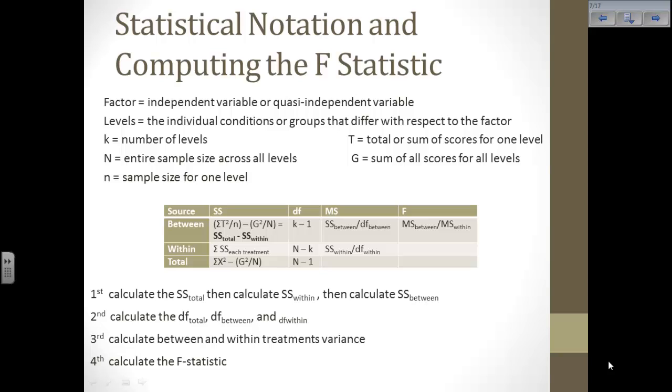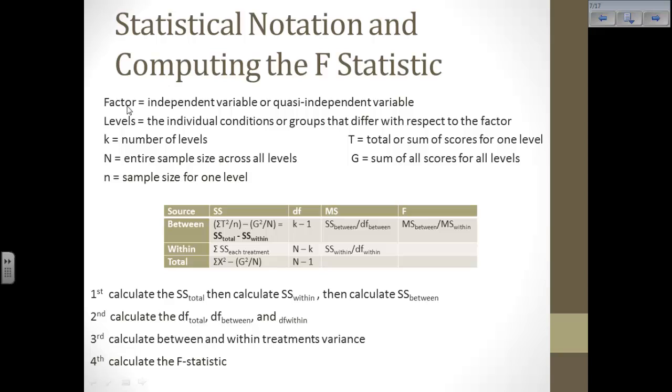So the first thing that you want to know about is this thing called the factor. And the factor is just the word for the independent or quasi-independent variable. Remember, it's called an independent variable if it's something that's manipulated. It's called a quasi-independent variable if it's something that forms the basis of the different groups, but it's not something that's actually manipulated. And remember, the independent variable or quasi-independent variable is the predictor variable in the study.